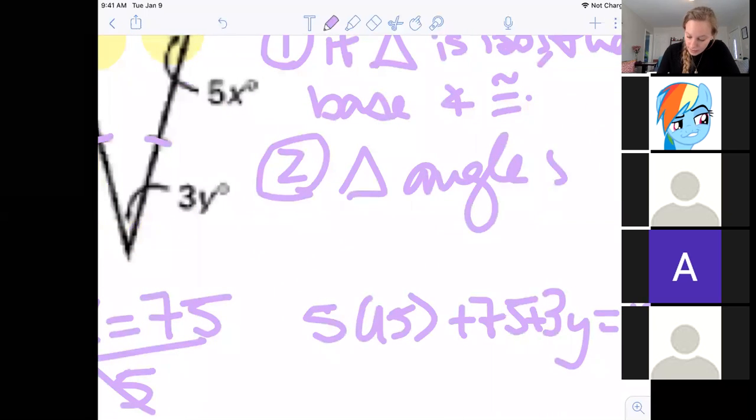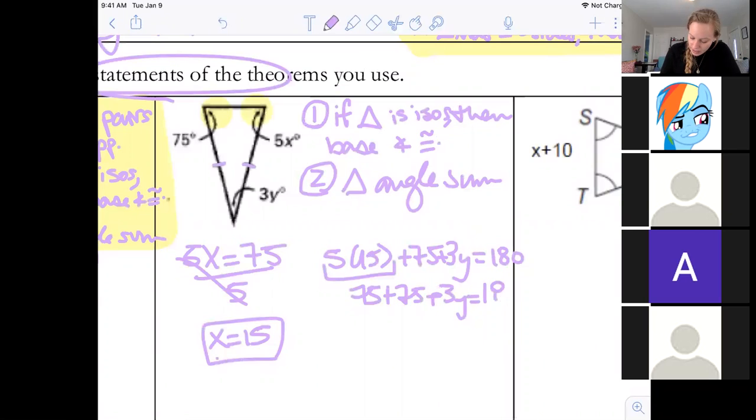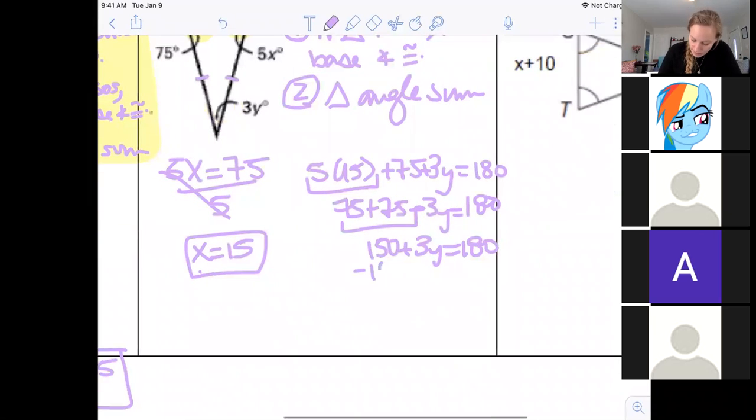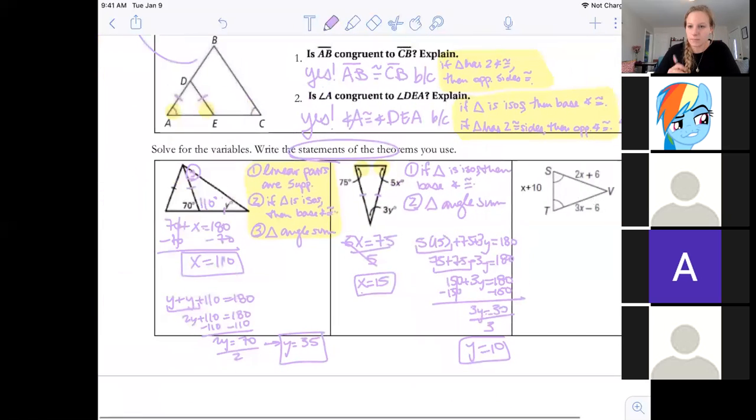Triangle angle sum theorem. So 5 times 15 is 75. 75 plus 75 plus 3y equals 180. My 75s become 150. Minus my 150 from both sides. So 3y equals 30. And then my last step is to divide by 3. So y is equal to 10. Awesome. Great teamwork on that problem, guys. Any other questions so far?